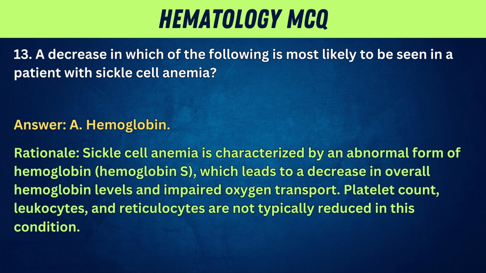A. Hemoglobin. Rationale. Sickle cell anemia is characterized by an abnormal form of hemoglobin, hemoglobin S, which leads to a decrease in overall hemoglobin levels and impaired oxygen transport. Platelet count, leukocytes, and reticulocytes are not typically reduced in this condition.